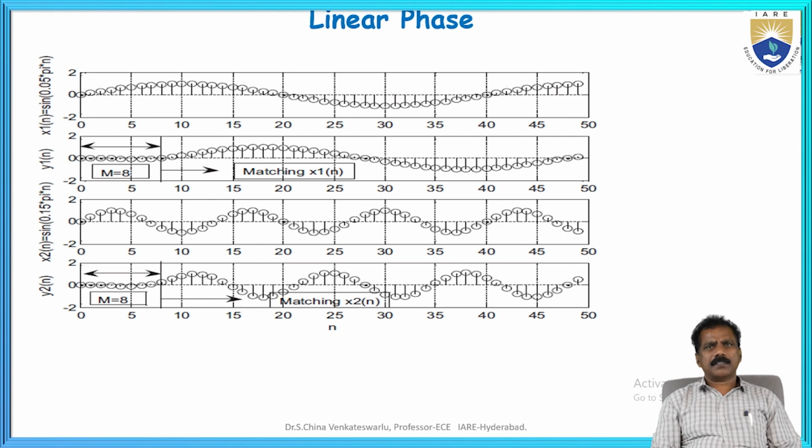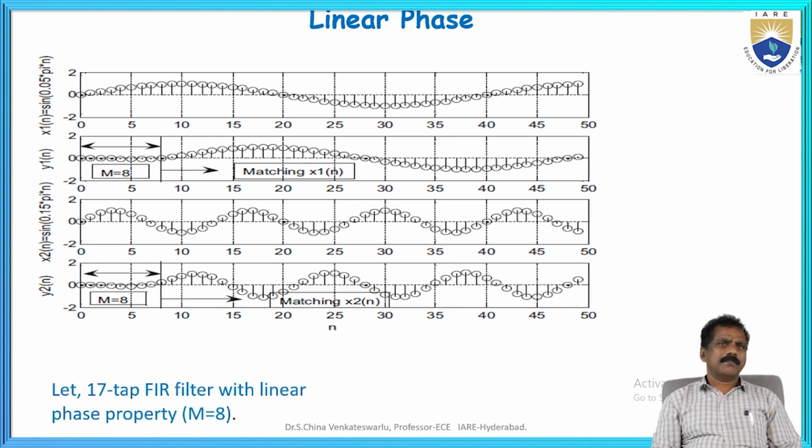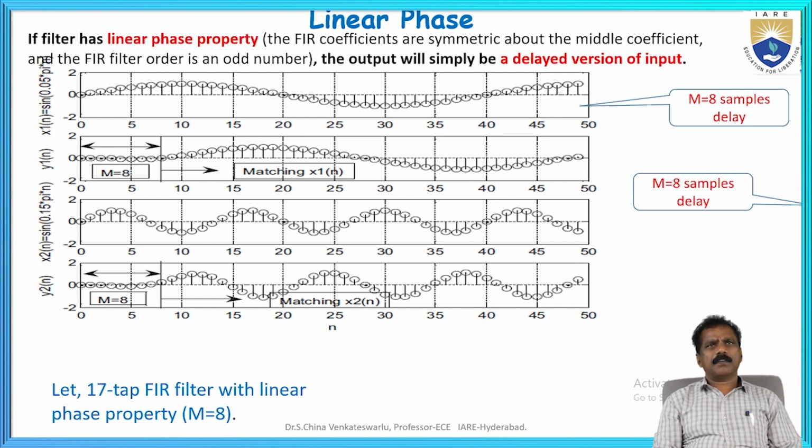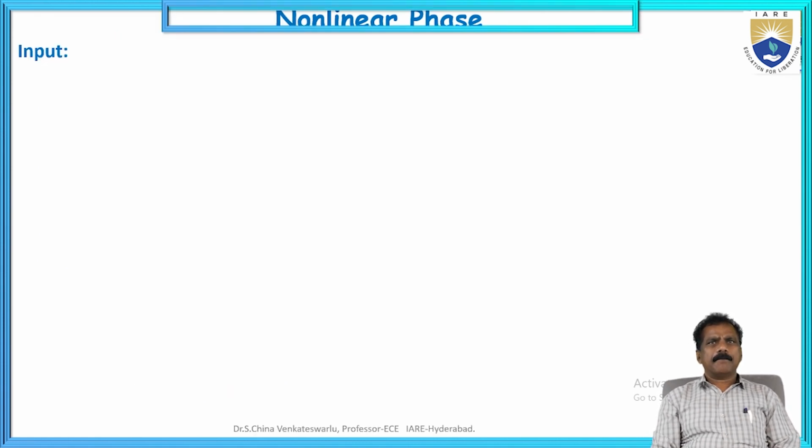Initially, matching that, where capital M is equal to 8, if it is a 17 tap FIR filter with the linear phase property, where M is equal to 8 samples delay with reference to this first figure. If a filter has a linear phase property, the FIR finite impulse response coefficients are symmetric about the middle coefficient. Now coming to the non-linear phase.